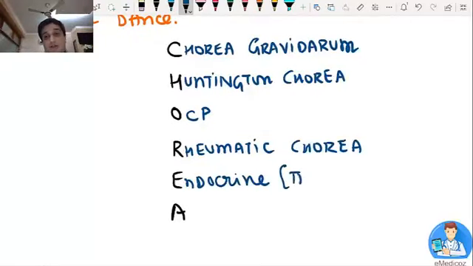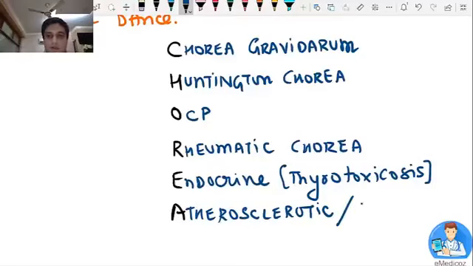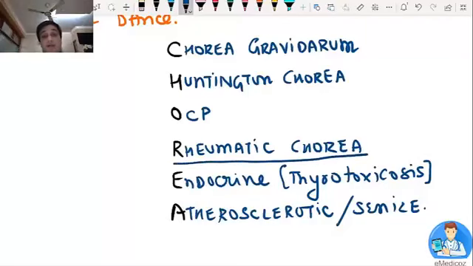In the endocrine cause, we have thyrotoxicosis, that is hyperthyroidism affecting the central nervous system in a very bad shape. And the last, A, stands for atherosclerotic or senile chorea, that happens with age. So if you know Huntington's and especially the rheumatic one, something you read in peds also, it's also known as Sydenham's chorea.